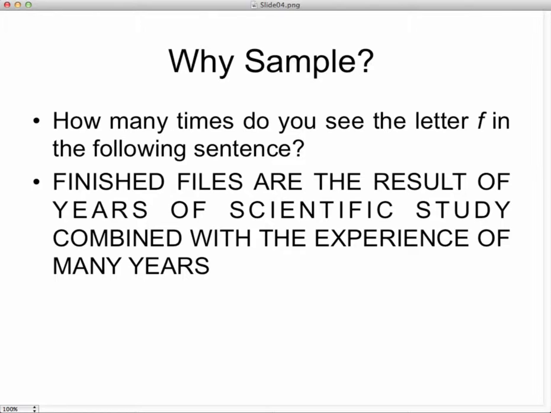Let's try another example that will hopefully drive home the concept of sampling. So I'm going to give you 30 seconds here, and what I want you to do for me is go through and count the number of F's that you see in the following sentence.